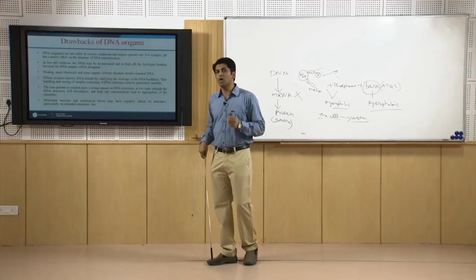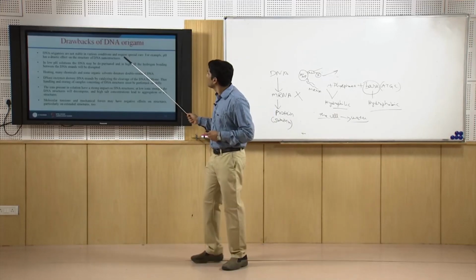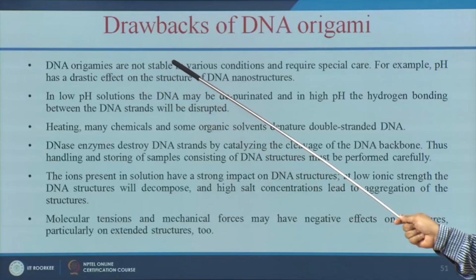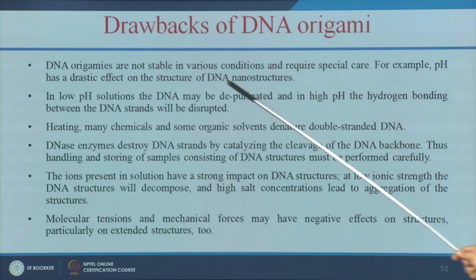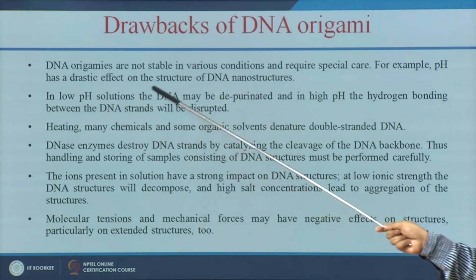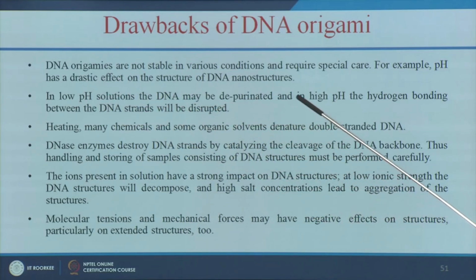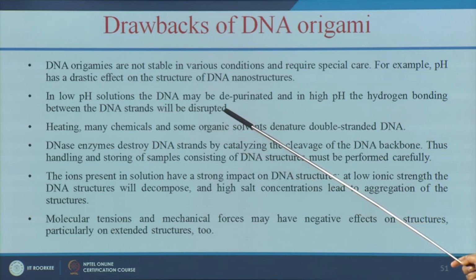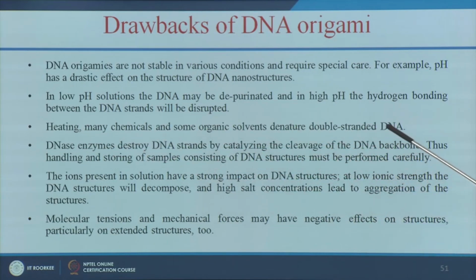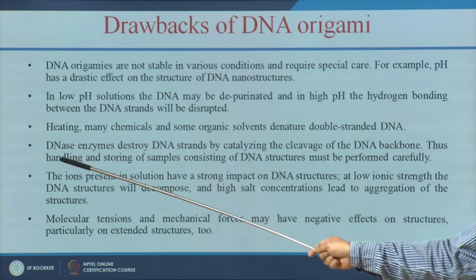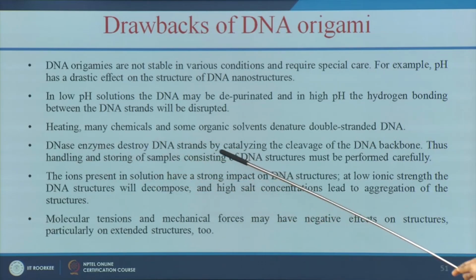So let us see some of the drawbacks of DNA origami. Here the DNA origamis are not stable in various conditions. It requires special care. For example, pH has a drastic effect on the structure of DNA nanostructures. In low pH, the DNA may be depurinated, and in high pH, the hydrogen bonding between DNA strands will be disrupted. Okay, and also heating, many chemicals and some organic solvents may denature the double stranded DNA, and again enzymes like DNase can destroy the DNA strands, and can also destroy the DNA backbone.